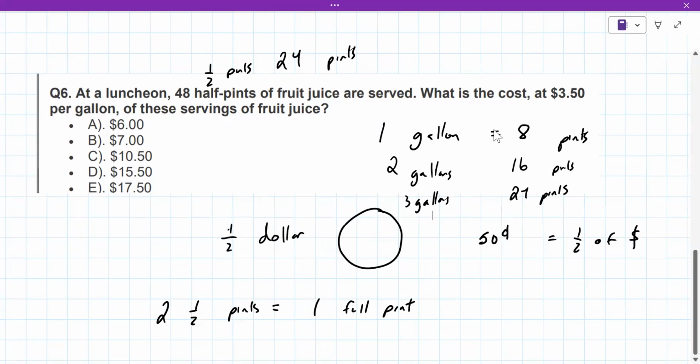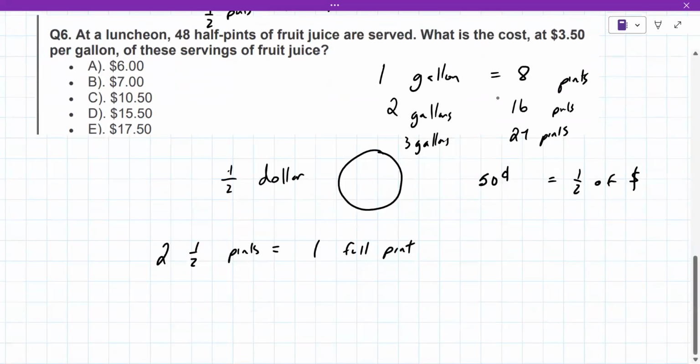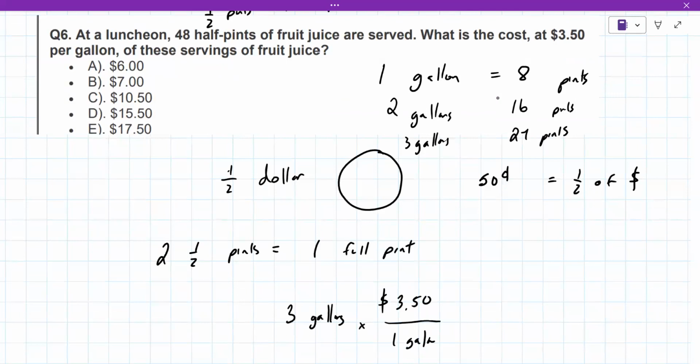So all this work to figure out that it's 3 gallons, and we know the cost. The cost is, well, 1 gallon is $3.50. So we know that we're going to pay $3.50 for every gallon. We've got 3 of them. So we're going to multiply 3 by 3.50. And that equals $10.50.